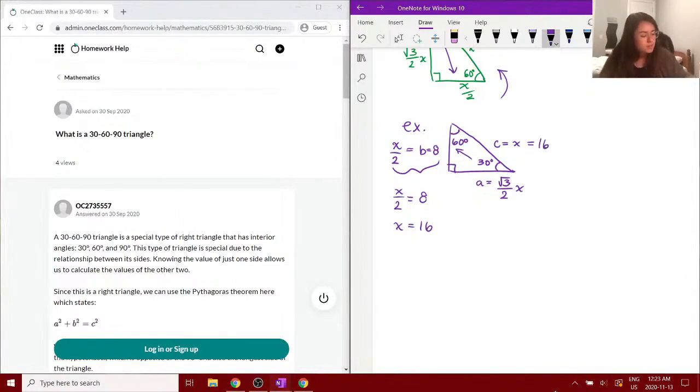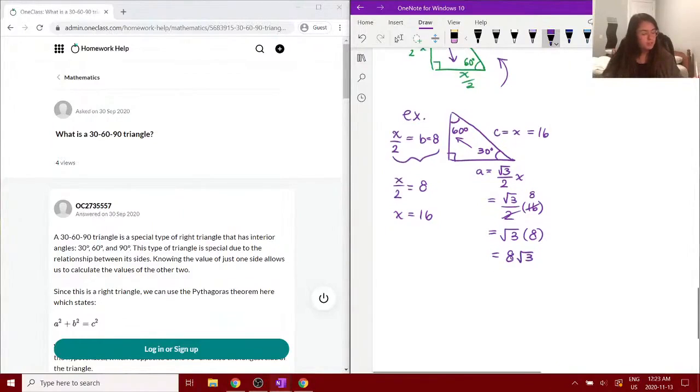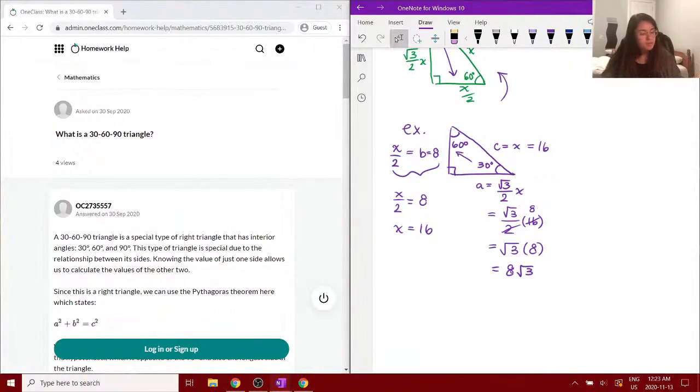And A is equal to root 3 over 2x. So all we have to do is take root 3 over 2 and substitute in 16. And 16 divided by 2 is 8. So your answer for A is root 3 times 8, or you would usually write the 8 out in front just so that it's easier to see the separation there. Okay, so now we have solved the entire triangle.